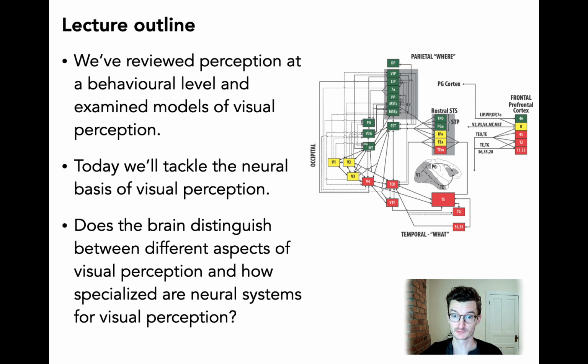So if we want to tackle this problem at the final level of analysis, we have to look at how perceptual systems are implemented in the brain. And we're going to do that today in the context of visual perception.